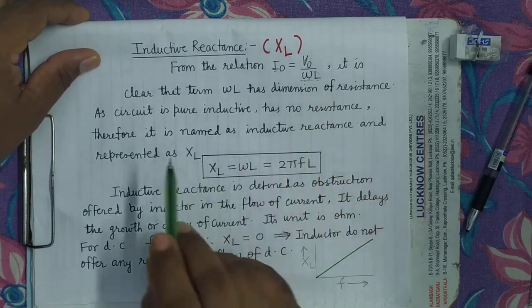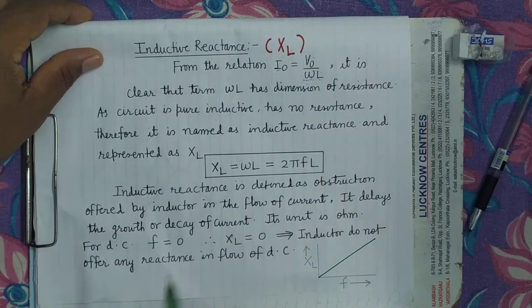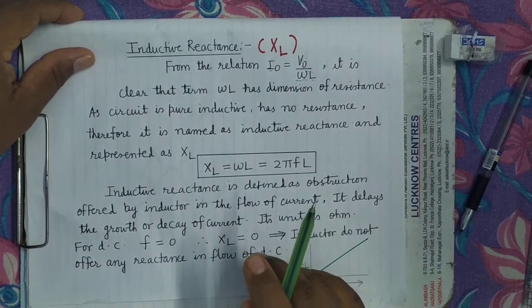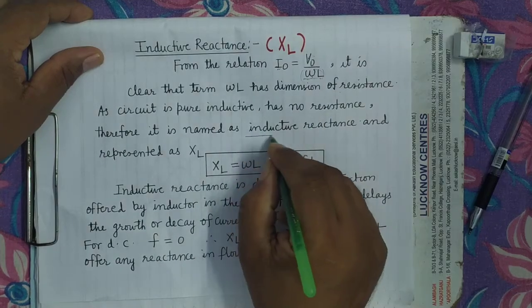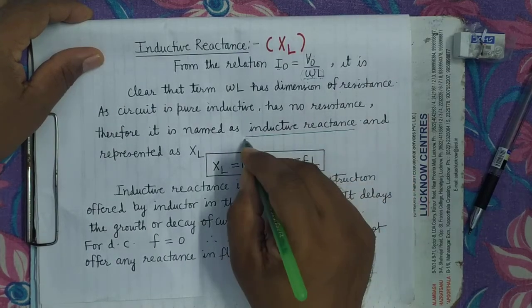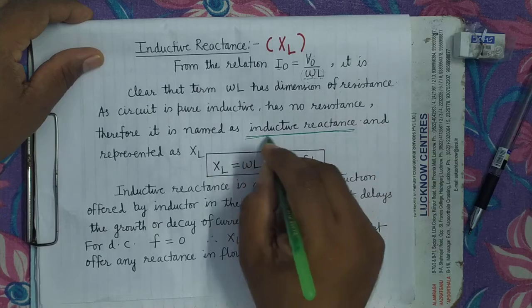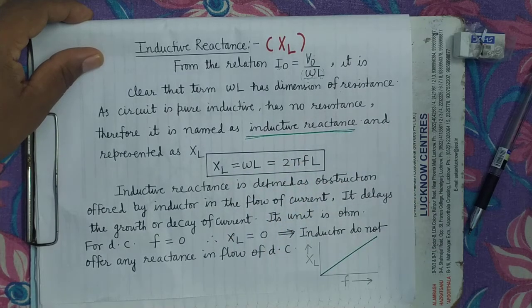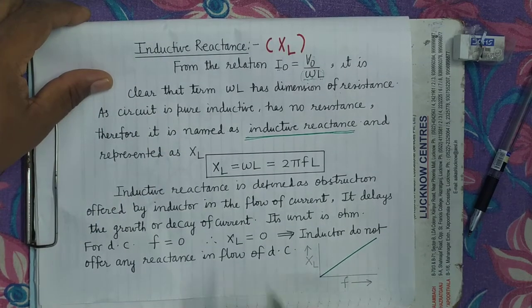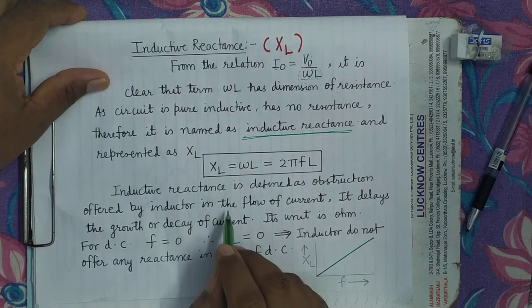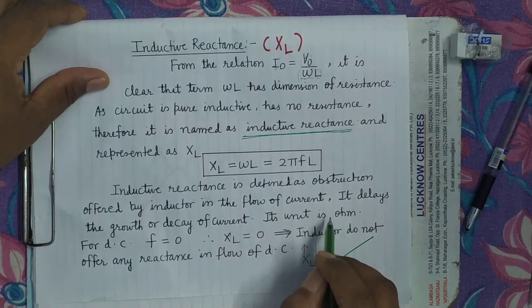But as we know this circuit is pure inductive, there is no resistance. Then how will you define this? So it has been given a new term. It is named inductive reactance. It is similar to resistance, but not resistance, and represented by XL. What is inductive reactance? It is the obstruction offered by the inductor in the flow of current.